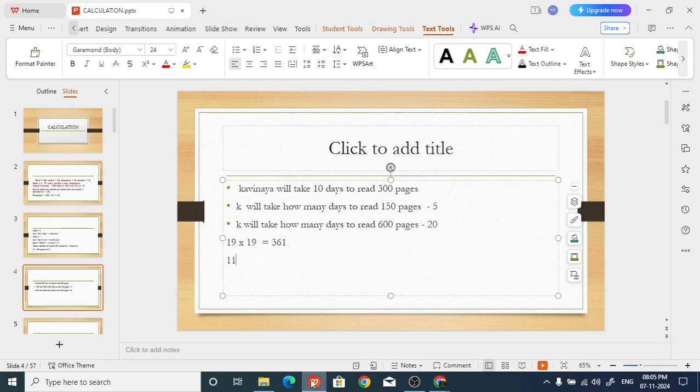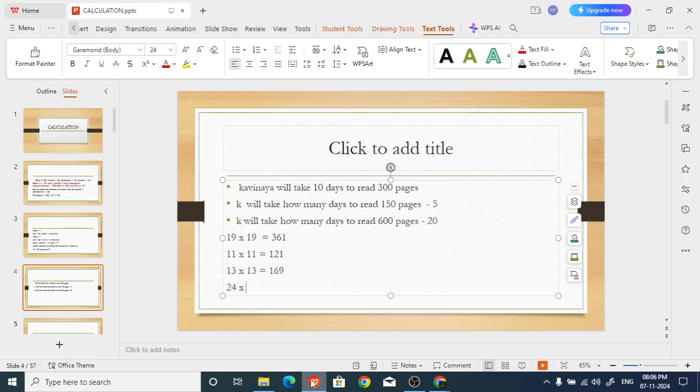11 square, 11 into 11, 121, sir. So here 1. 13 square, 169, sir. So here 9. So 24 square, 576, sir. So unit place is 6.